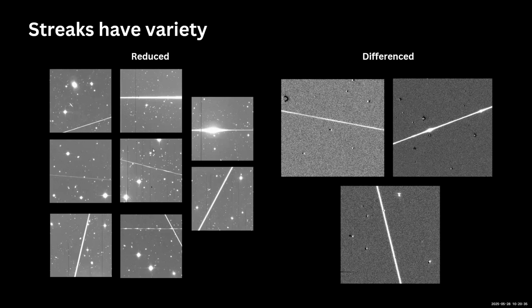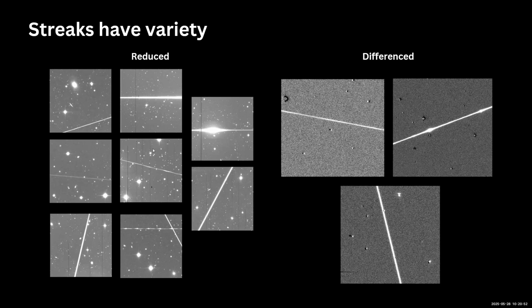We also see glints and flares, some of which may bleed into adjacent areas on the CCD if they're bright enough. And there are some examples there on reduced images on the left, but unfortunately, we also see the same problems in difference images as well, like on the right.